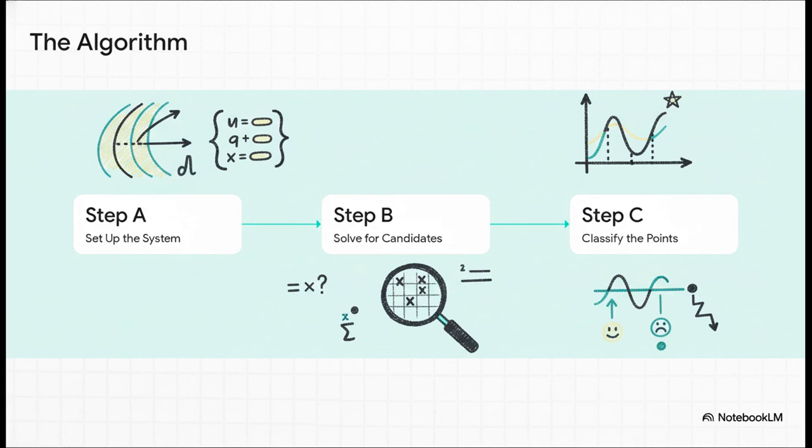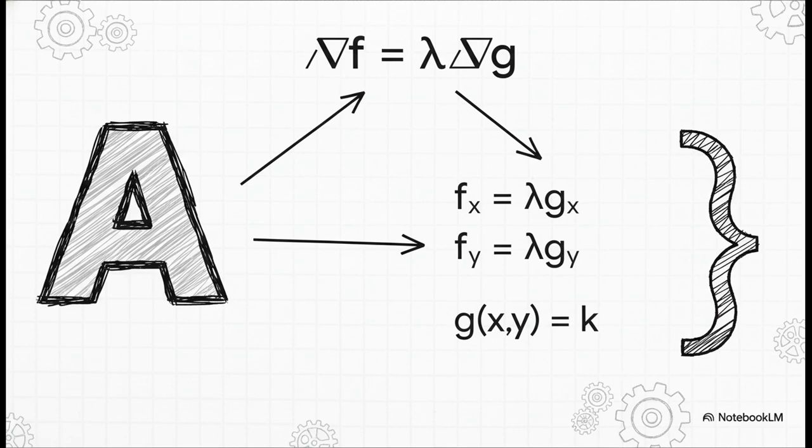It's super straightforward. First, step A, we set up our system of equations using that core gradient idea. Second, step B, we roll up our sleeves and do the algebra to solve that system and find our candidate points, the potential spots for our max or min. And finally, step C, we test those points to see which one's the winner. Step A is all about setting up the system.